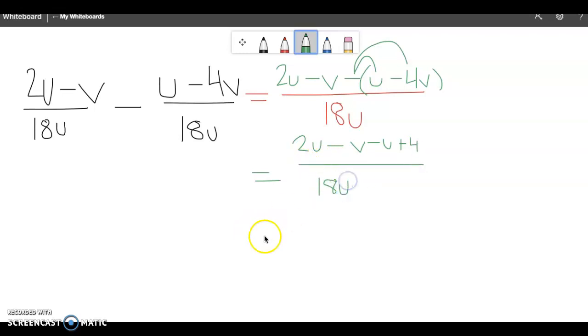And then you just want to go ahead and combine like terms. So I have a u to start. There's 2u here minus another u. That means we are left with 1u. And then we have negative v plus 4v, which means we have 3v, all over 18u.